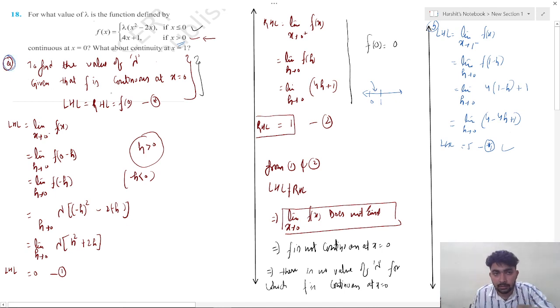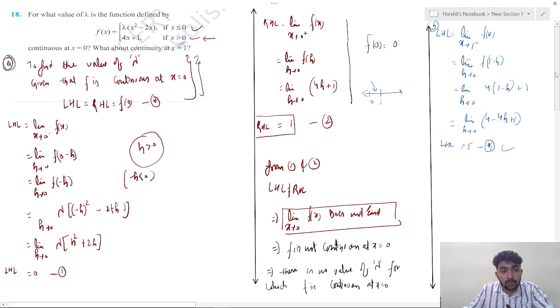Now I'll give a recap of this question, what we did in it. For what values of lambda is the function continuous? We need to find those values of lambda for which this function is continuous. But the problem is that when we find the LHL and RHL, they are both independent of lambda. LHL came independently as 0 and RHL came as 1. So LHL is not equal to RHL for any value of lambda. If you put any real value of lambda, we always get LHL 0 and RHL 1. So it implies the limit does not exist. If the limit does not exist, then the function is not continuous.